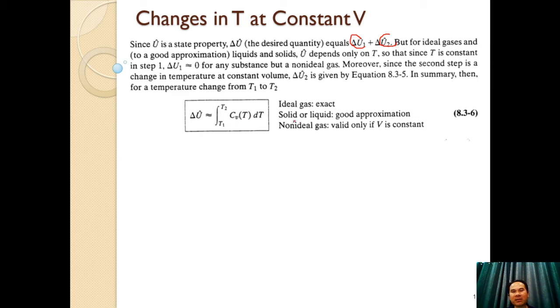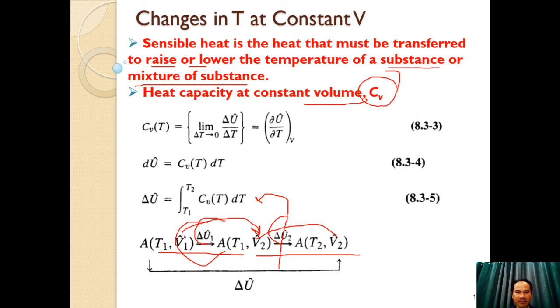CV dT, and also for solid or liquid, you get this also, for constant volume. That's right. For ideal gas, and for liquid and solid, U depends only on temperature. So that's in the T constant. What does it mean? At T constant, delta U is equal to 0. It's the same as that line.